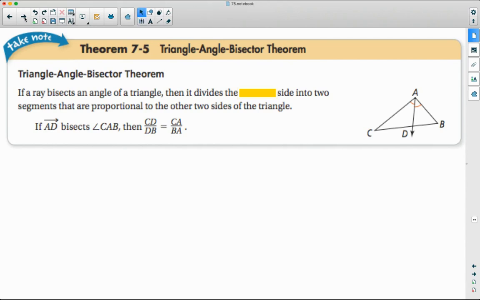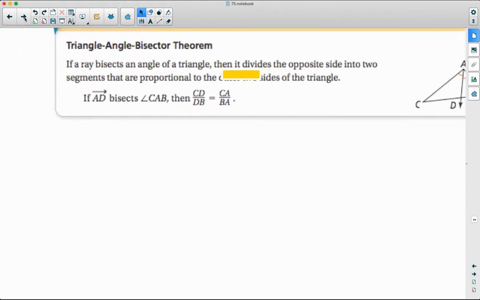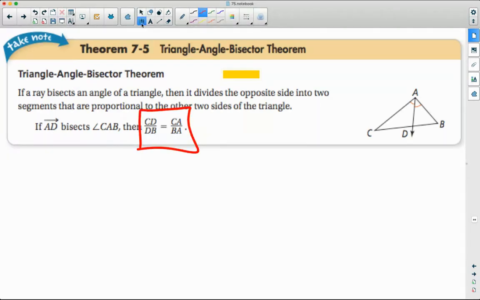Next theorem we have here, 7.5, triangle angle bisector theorem. The triangle angle bisector theorem says if a ray bisects an angle of a triangle, then it divides the opposite side into 2 segments that are proportional to the other 2 sides of the triangle. It says if the ray BD bisects angle CAB, then we have CD over BD is equal to CA over BA. So that would be this over this is equal to this over this.